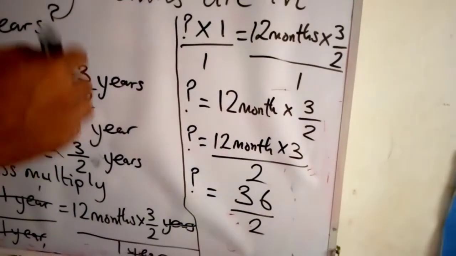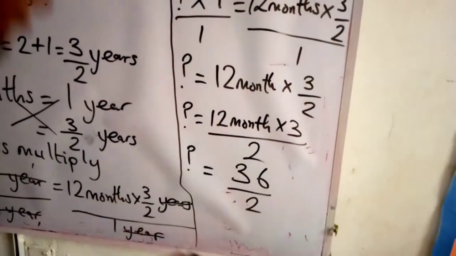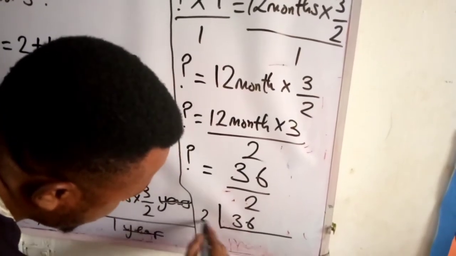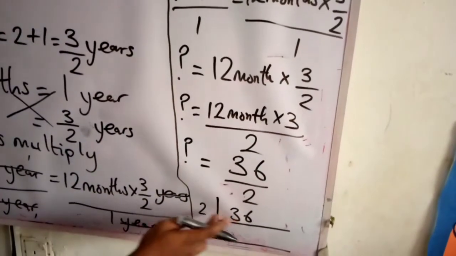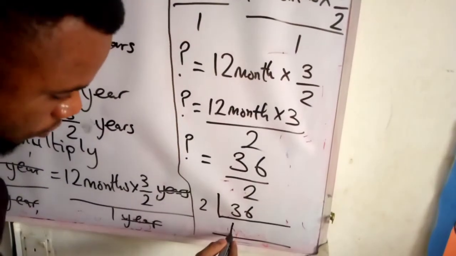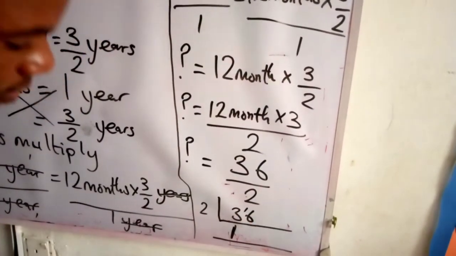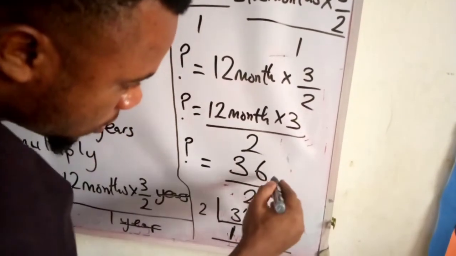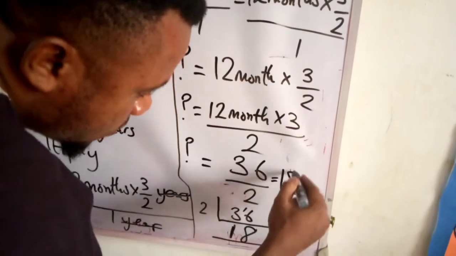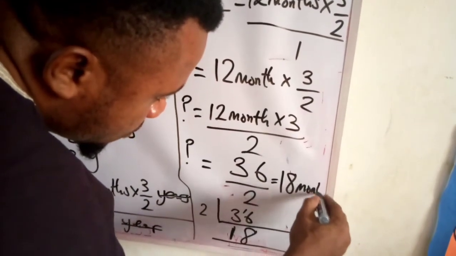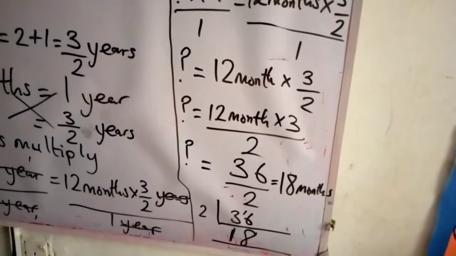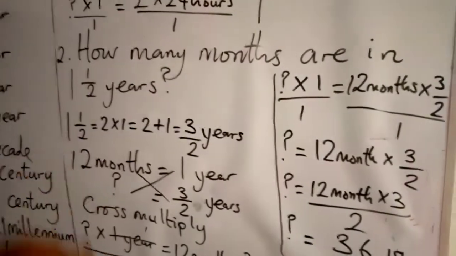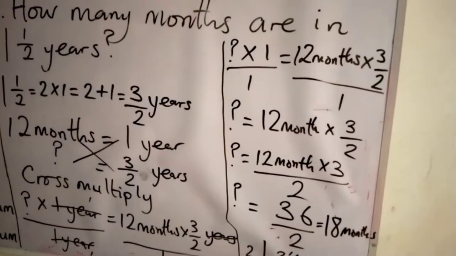Now remember what we said, we can use our short division. How many times can 2 go into 3? 1. Good. Remainder 1. We put it behind here. How many times can 2 go into 16? 8. Good. So we have 18 months. So when you change 1.5 years into months, we have 18 months as our answer.